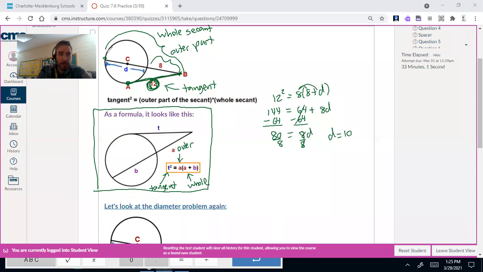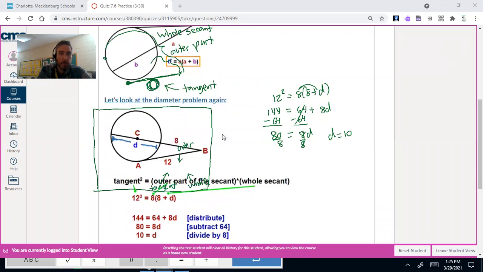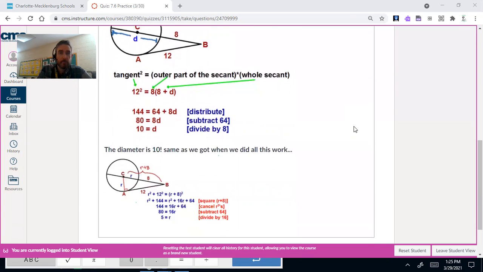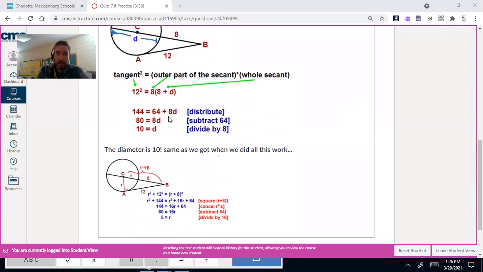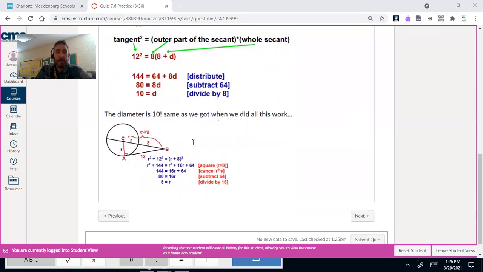So let's refresh again on that same problem before. You can see how it's plugged in here. The tangent is the 12 squared. The outer part is 8. 8 plus d is the whole secant. Distribute that 8, you get 64 plus 8d. Subtract the 64 from 12 squared, so 144 minus 64 is 80. Divide by 8. And as you can see, it's the same thing as before.